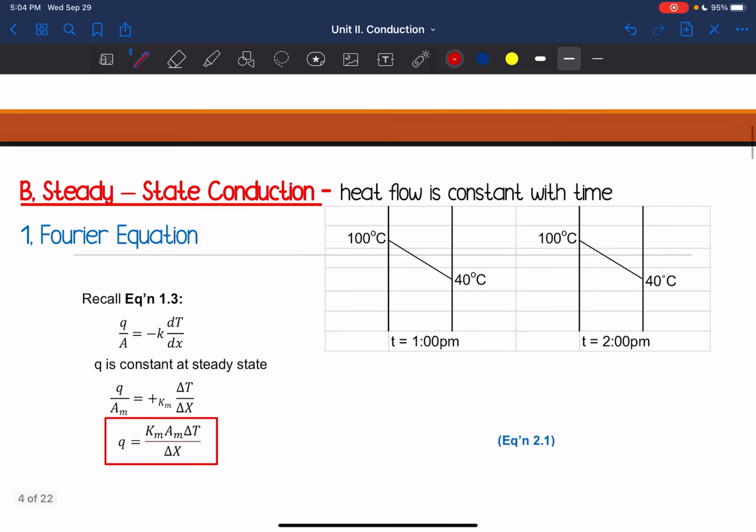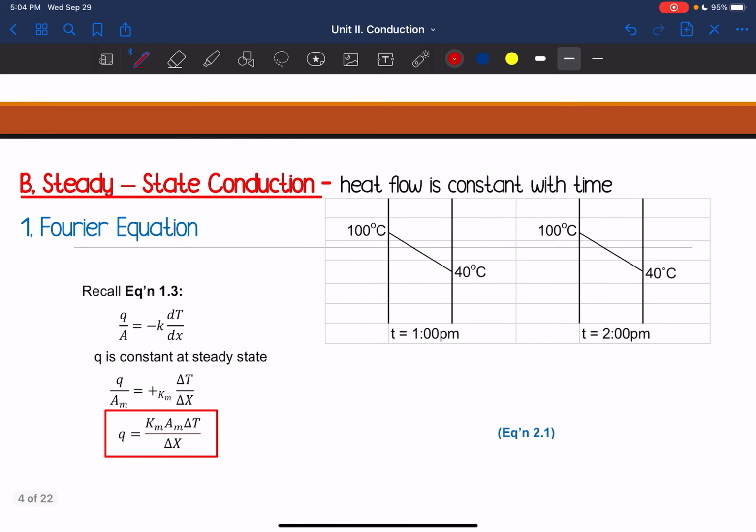Okay, so just to recall, in different phases of matter, the modes of conduction are slightly different. For gases, conduction is due to collision of randomly moving molecules. In liquids, it is similar to gases, but of course with a much smaller mean free path. And for solids, which is the focus of this lecture, conduction is due to lattice vibrations and/or motion of free electrons.